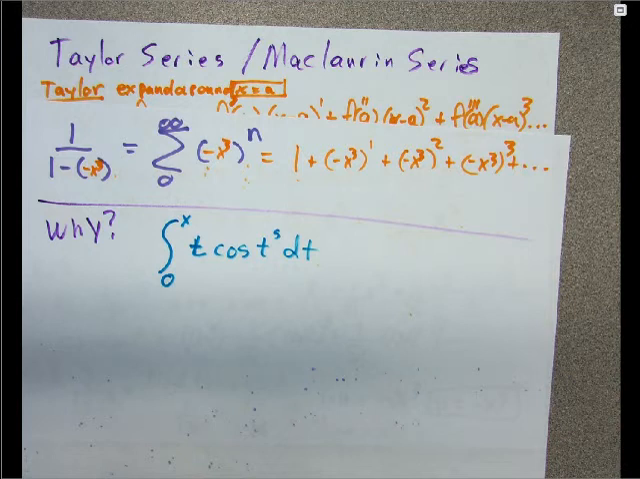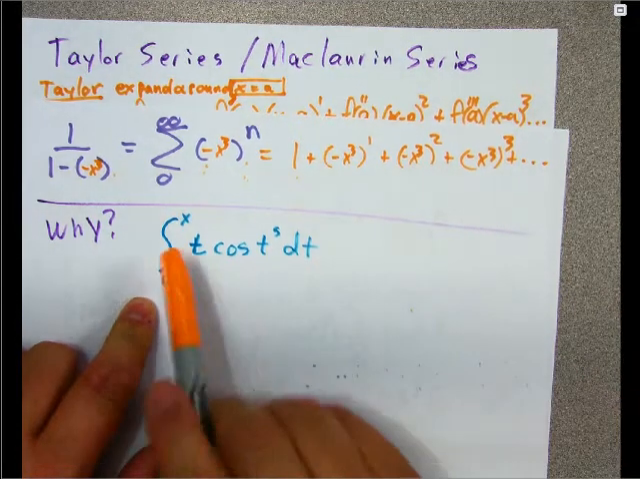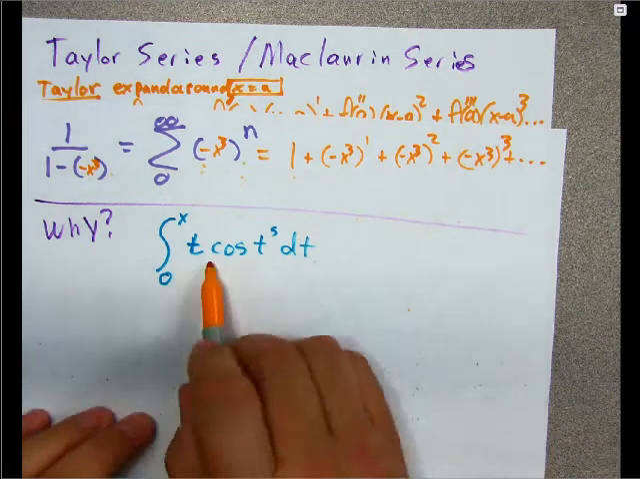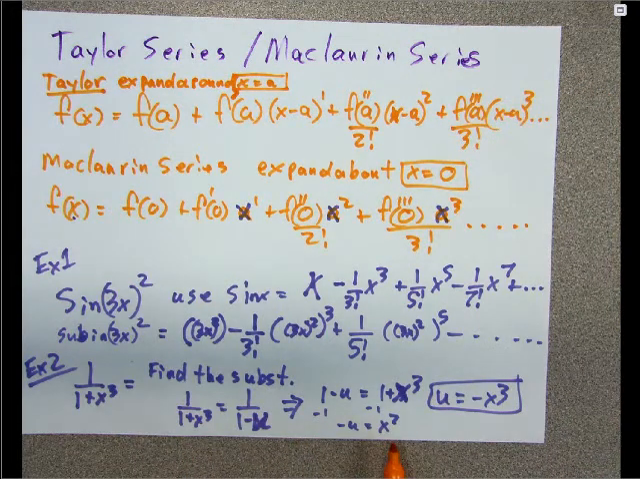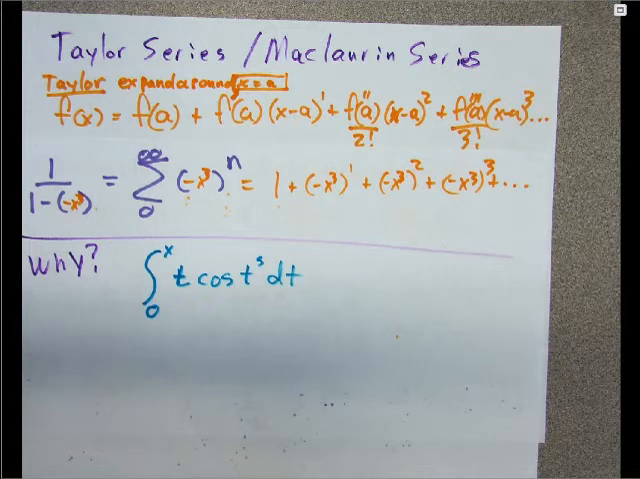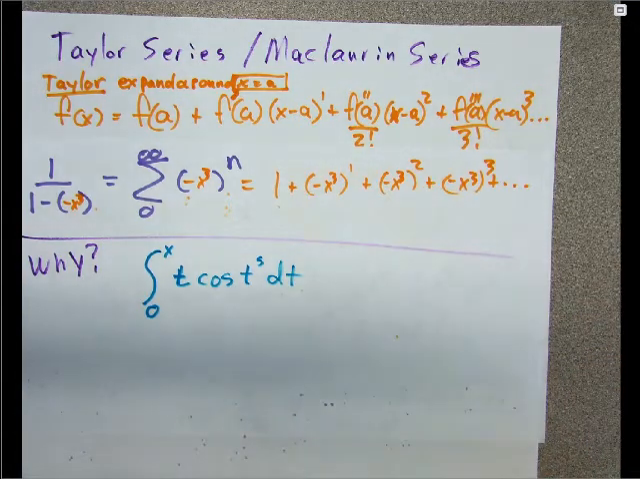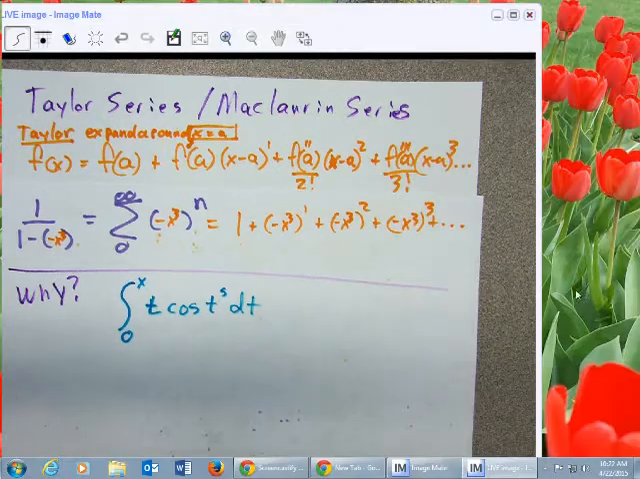Why in the world are we doing all that? Because if I want to integrate this right here from 0 to x, t cosine t to the 5th dt, that is non-integrable according to everything we know at this point. So what we're really going to have to do is use one of our known power series and adapt it with a substitution and use a power to expand into something that's a polynomial, where polynomials, of course, we can integrate and differentiate with relative ease.